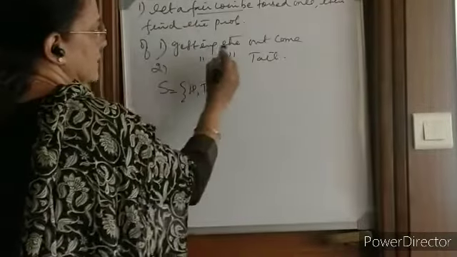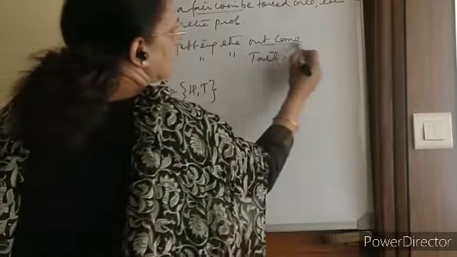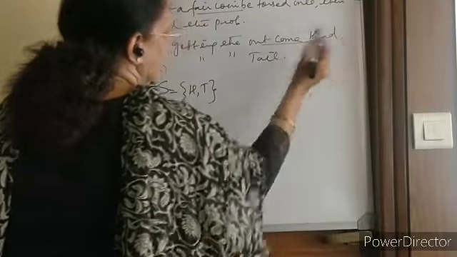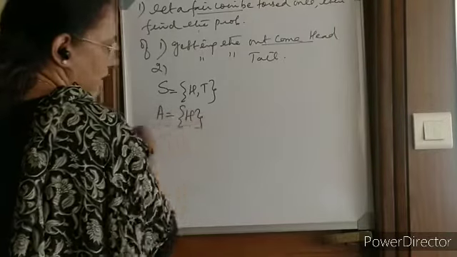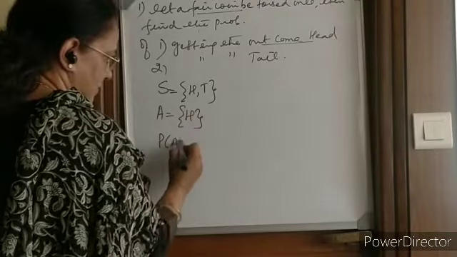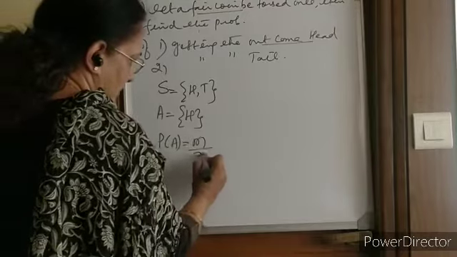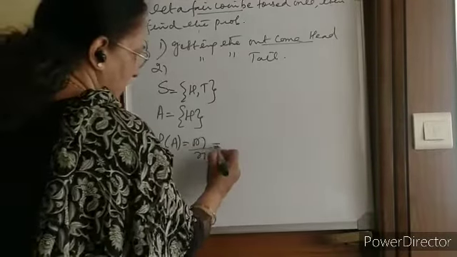Then come to the first question: getting the outcome head. So you will write this as A. A is head. Now probability of A: yesterday's or today's definition we have given you, M divided by N.